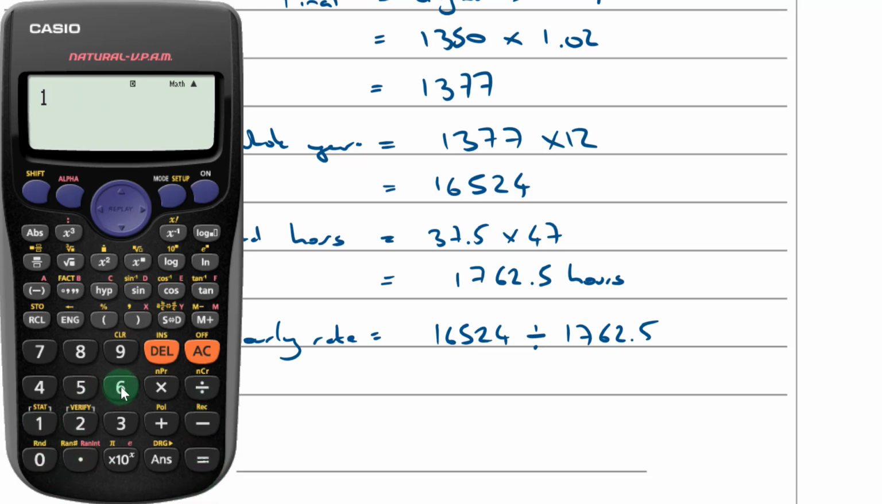16,524 divided by 1762.5. Now that gives me 9.375 with the dot on the top. It's reoccurring, isn't it? So I'm going to round it off to three significant figures. So I'm going to round off after that 7, which means I need to round up because the next digit is a 5. So I'm going to write that down as £9.38.